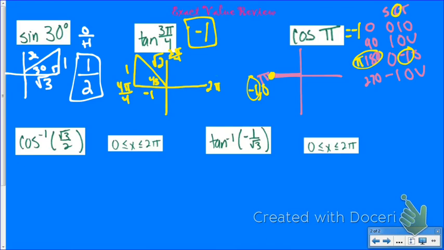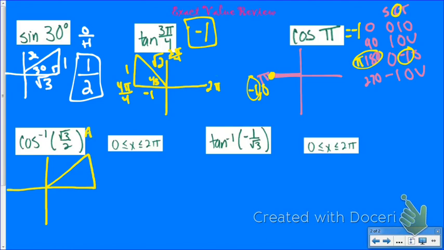So what we're going to do first is we're going to find the principal value. Remember, the principal value is kind of the first one, the one the calculator gave you. So for cosine, if I'm trying to find the cosine inverse of a positive ratio, all the positive ones, the principal value is always in the first quadrant. So I draw that triangle in my first quadrant.